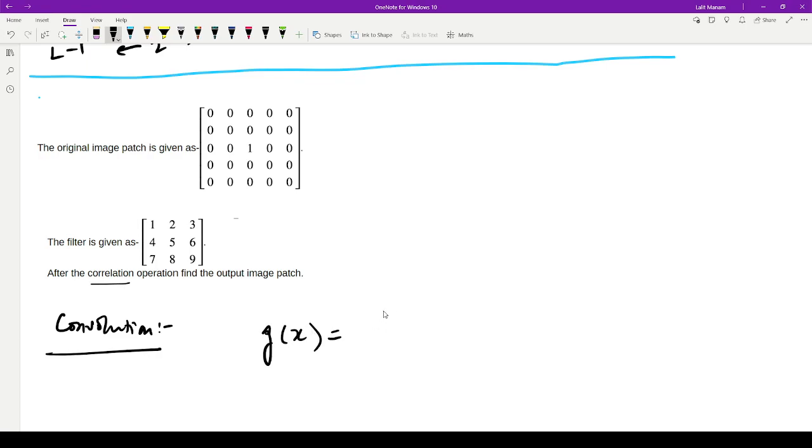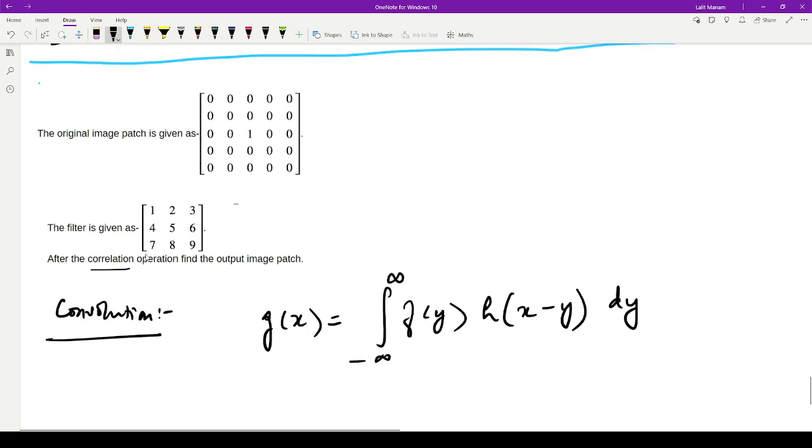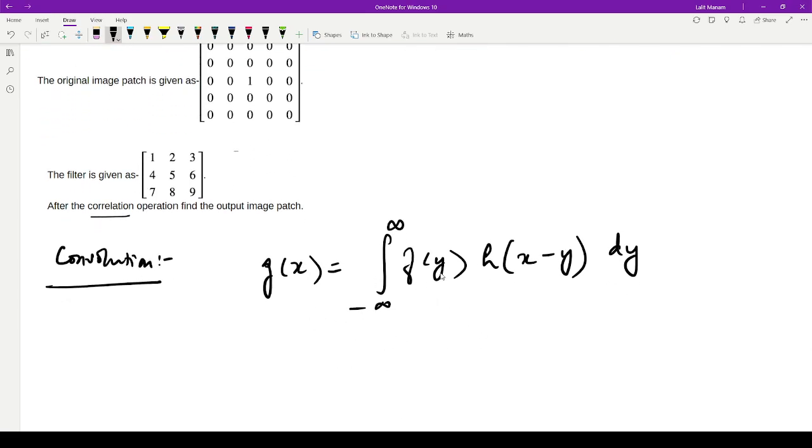So if I write it in 1D, for continuous functions, how does it look? So g of x equals the integral of f of y h of x minus y dy. This is convolution, for continuous functions f and the continuous filter h. Yes. Everyone agrees with this formula.